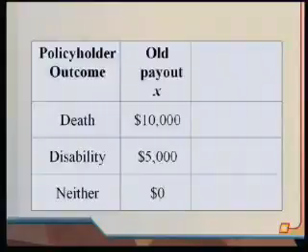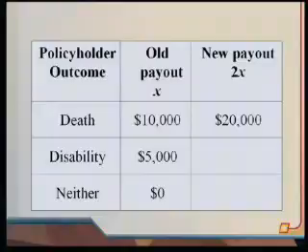Suppose the company doubles the payouts for this policy. For death, the company now pays $20,000, for disability, $10,000, and otherwise, of course, still nothing. What are the mean payout and standard deviation for the new policy?